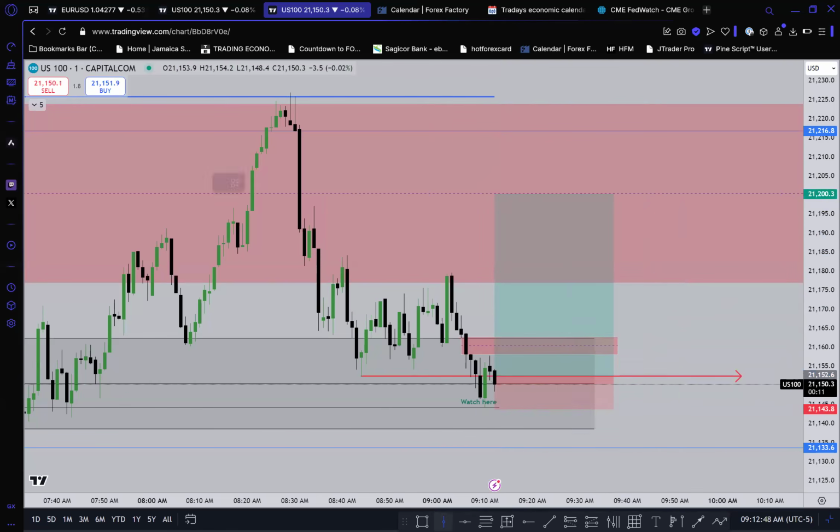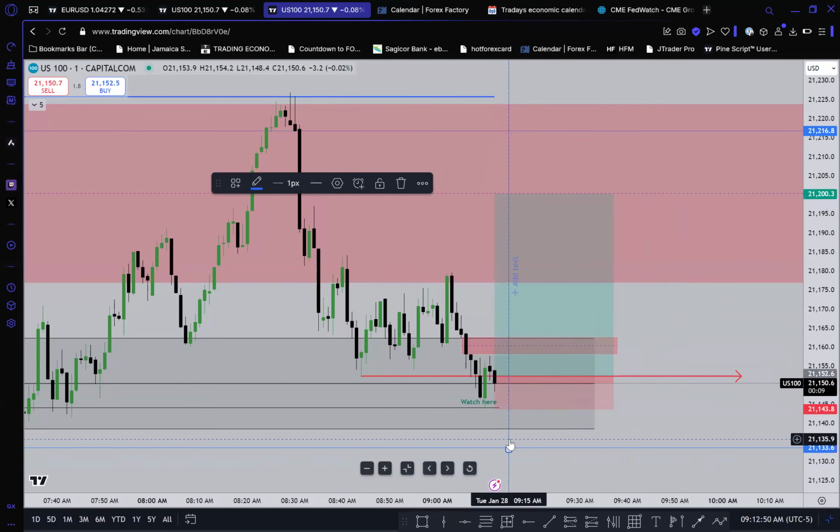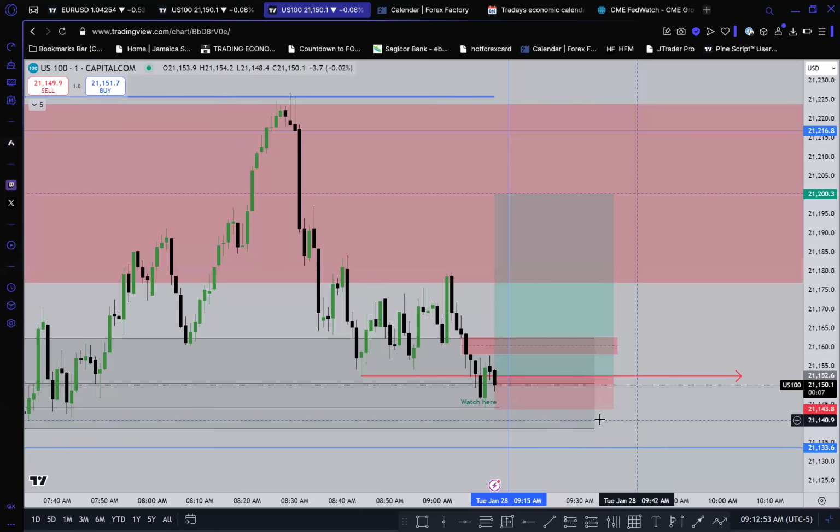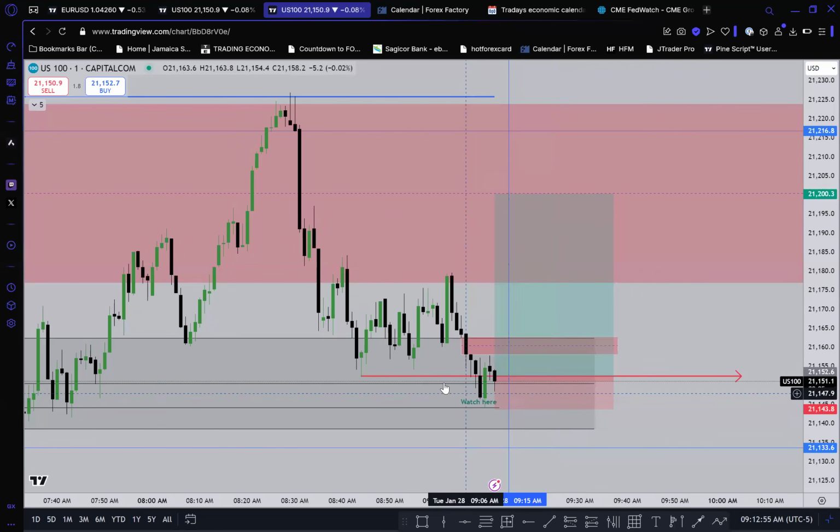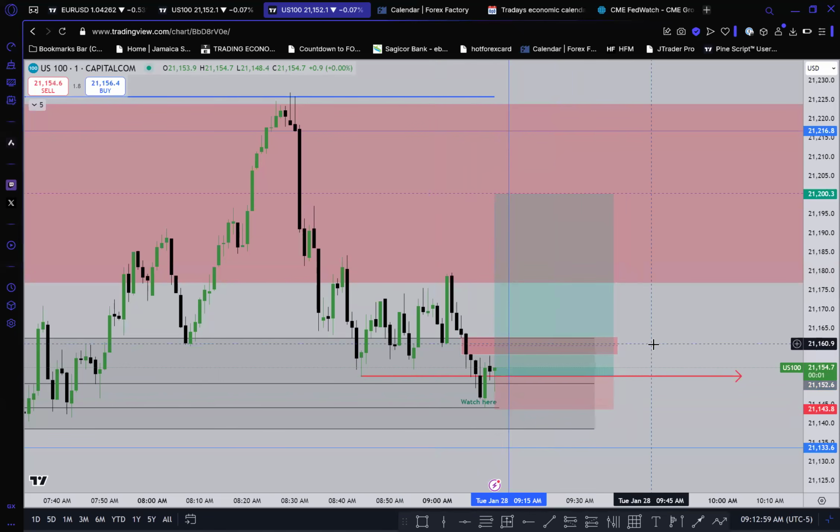So without going to the M5, now you can start watching: is the M1 candle above the red line at this blue line that tells you what the M5 is doing.